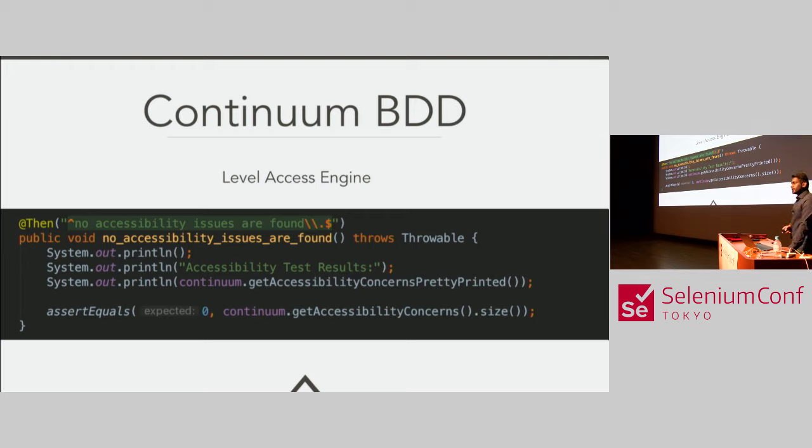Continuum, which is a BDD framework. All the tools that we saw use the Axe accessibility engine, which has the audit rules incorporated from WCAG, as I mentioned earlier. This specific tool uses a different engine, called the Level Access engine, which you can use just like this. If you're using a BDD framework and want to include this, this is a way you can do it.